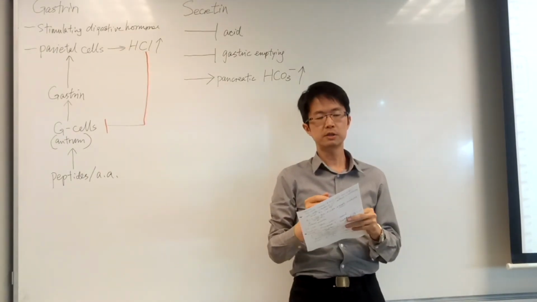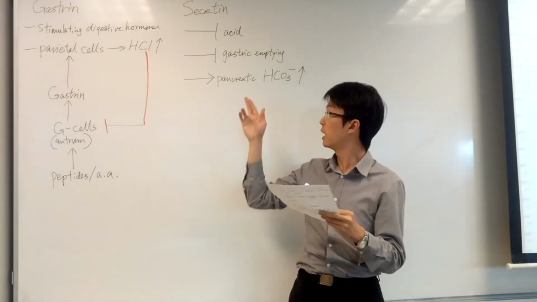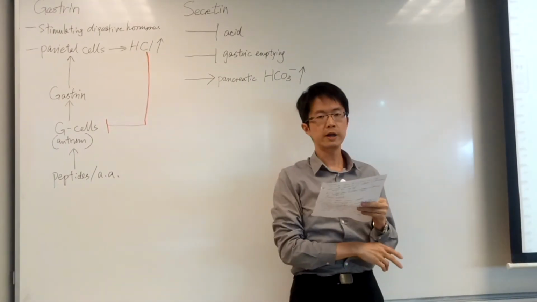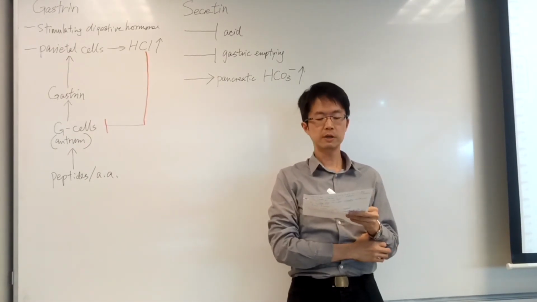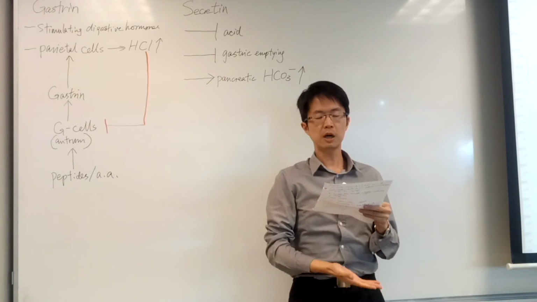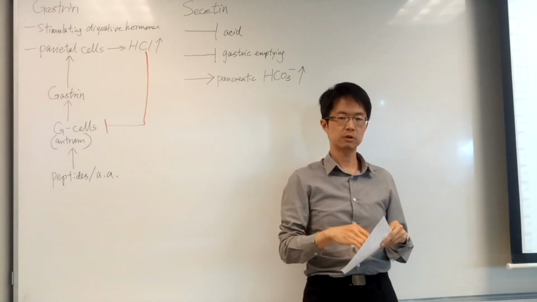Basically, secretin can slow down the emptying. Why? What's the purpose of slowing down the gastric emptying? The main reason is to have more time for the small intestine to digest and to absorb.